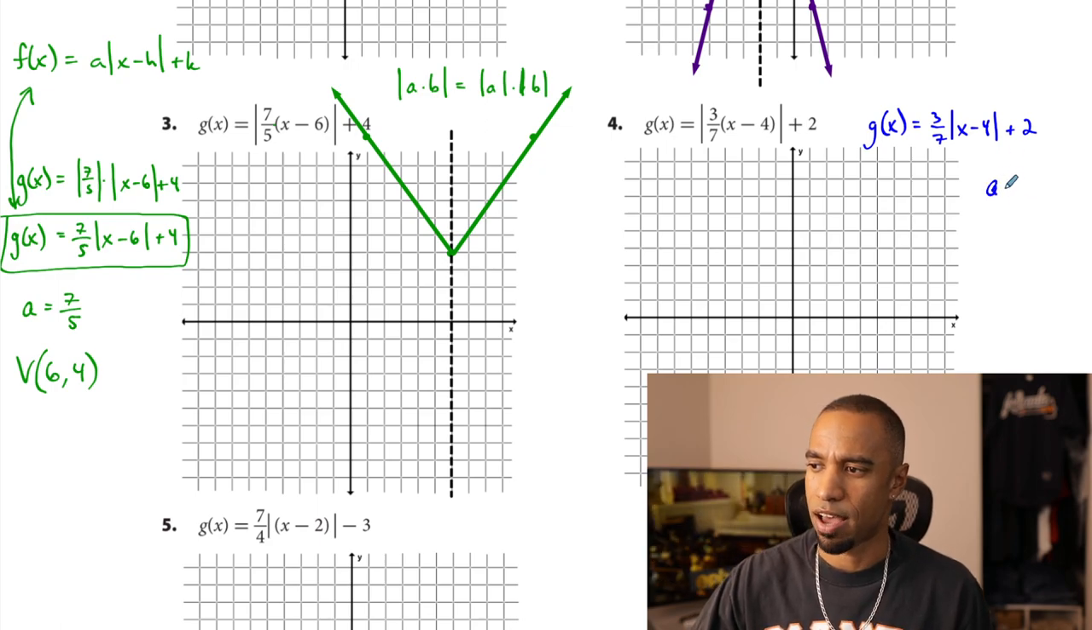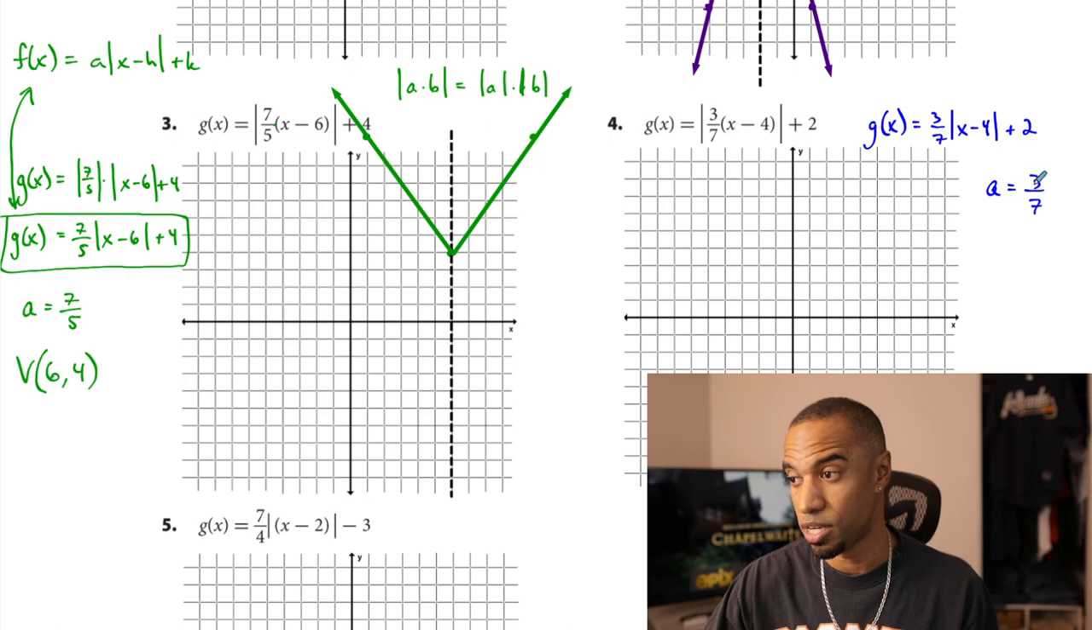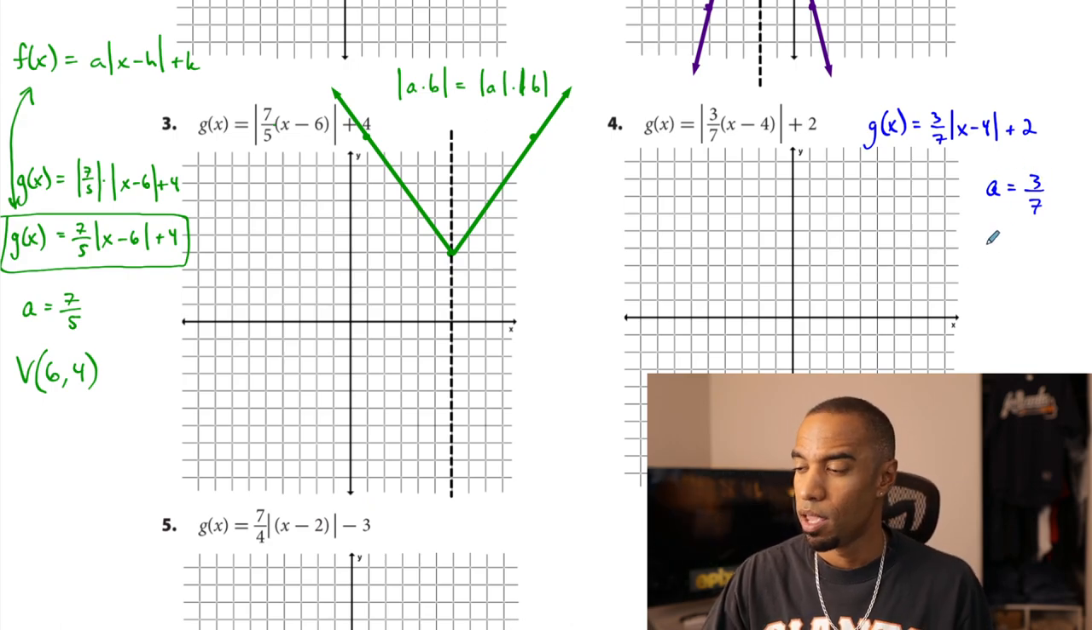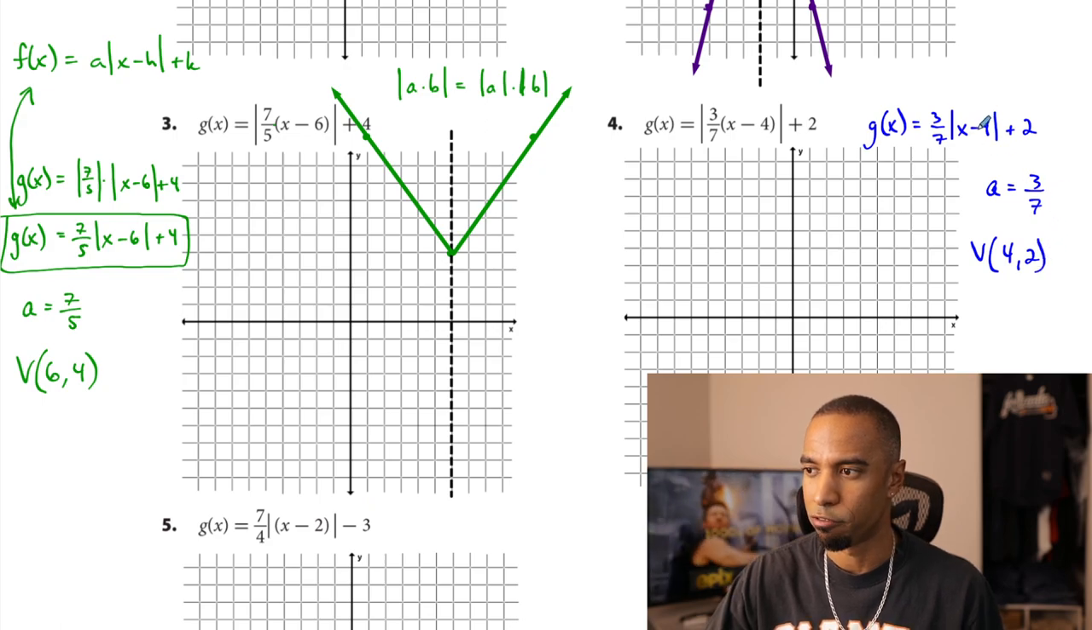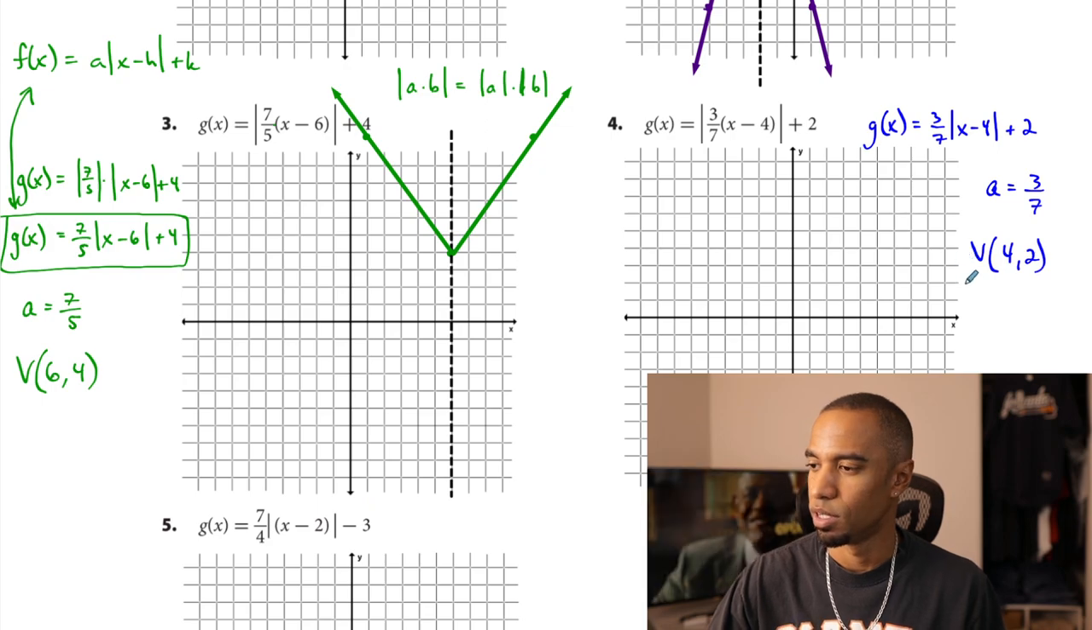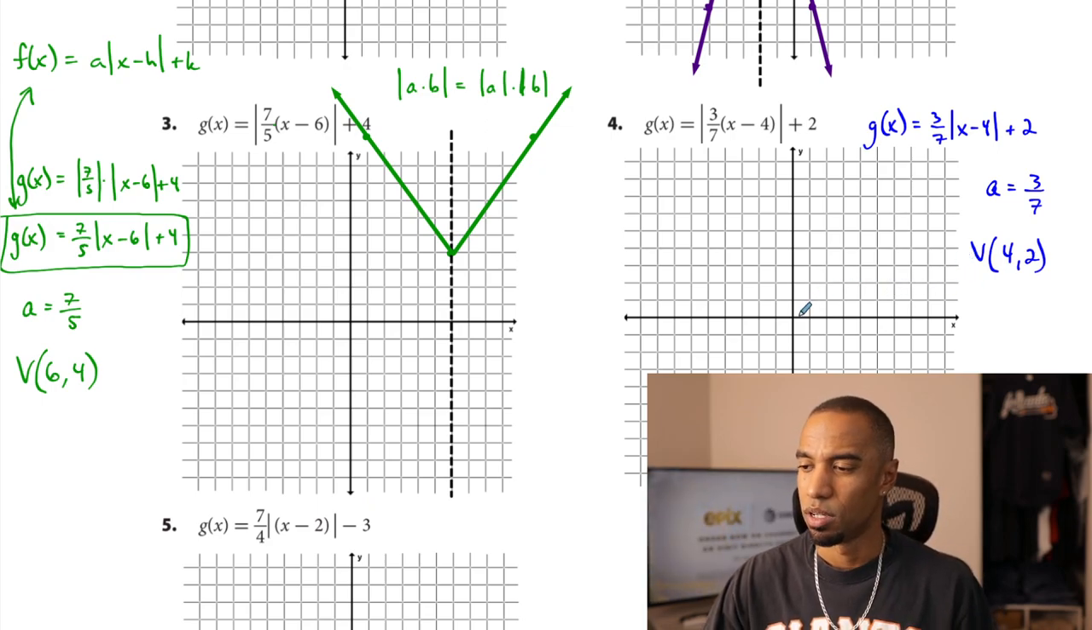So once again, the a value, guys, is 3/7, rise 3, run 7 in either direction, and it is a rise because the number is positive. And then your vertex is at 4, 2. Once again, flip the sign, keep the sign, 4, 2. Hopefully you're already getting used to this.